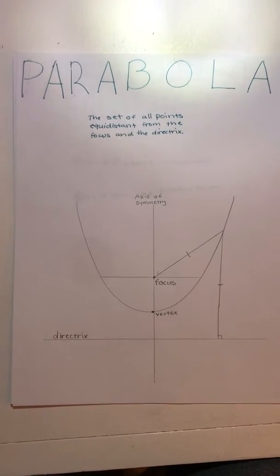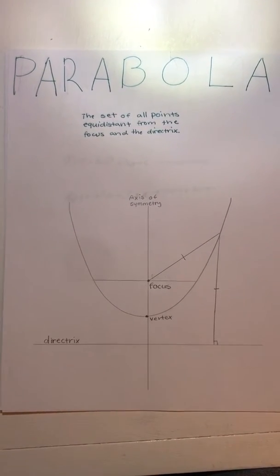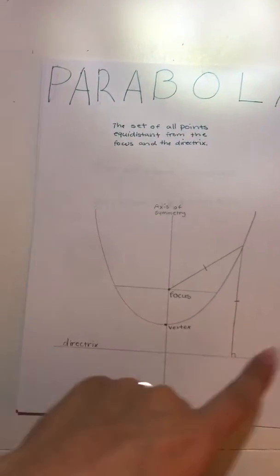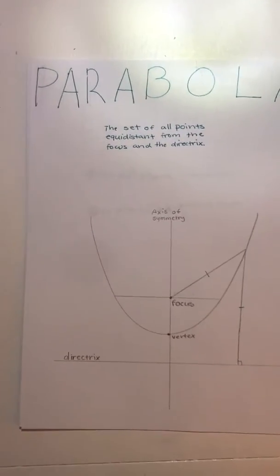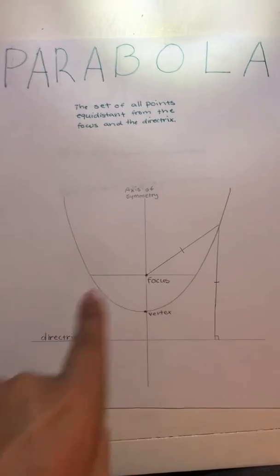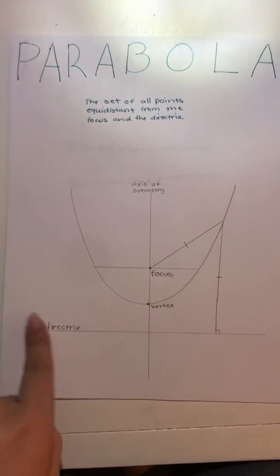Hi guys, so today I'm going to be talking about the basics of a parabola. Now a parabola generally looks like this, and it's a set of all points equidistant from the focus here and the directrix, which is here, which is this line.